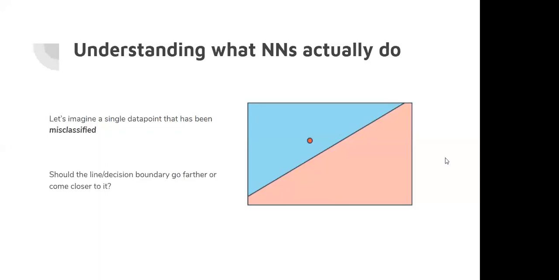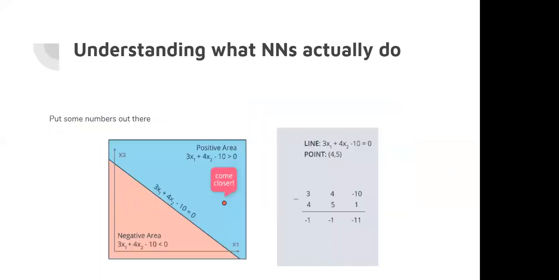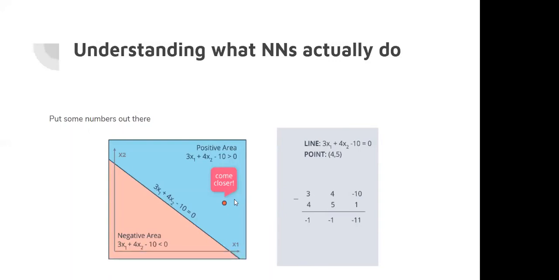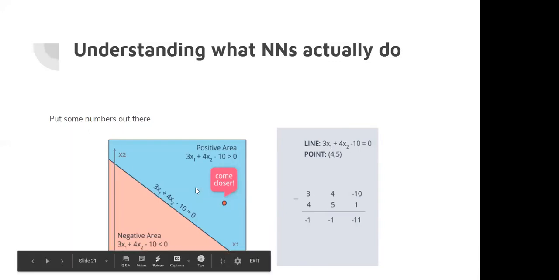So the decision boundary should come closer to the point. Let's put some numbers to this boundary and do some simple math. Let's say the equation of this line is 3x1 plus 4x2 minus 10. And the point says come closer.